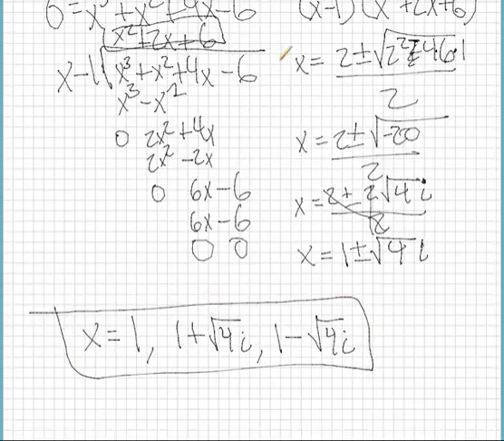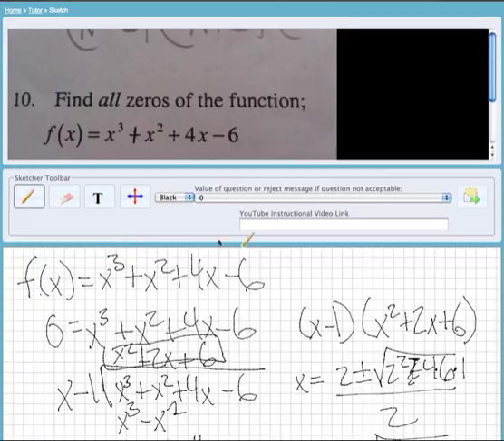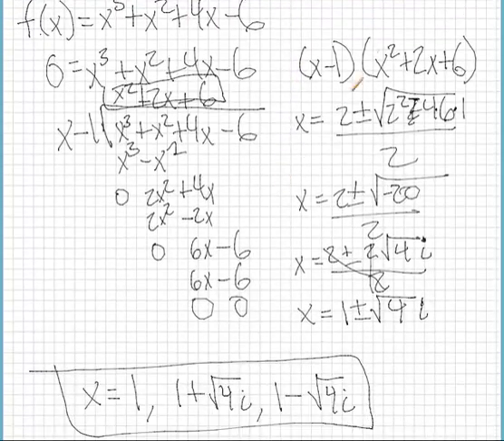So we got the first one just by noticing that you could plug in 1 and that would equal 0. And then the other one, we did the long division to find the factor, and then did the quadratic formula because that did not factor.